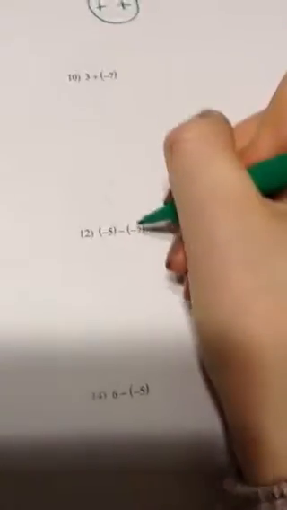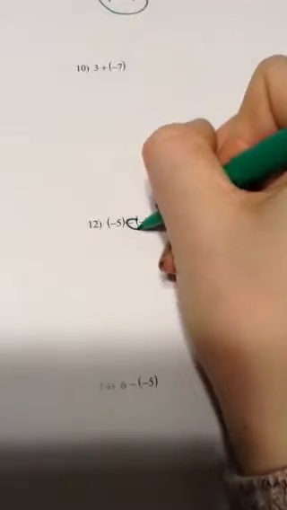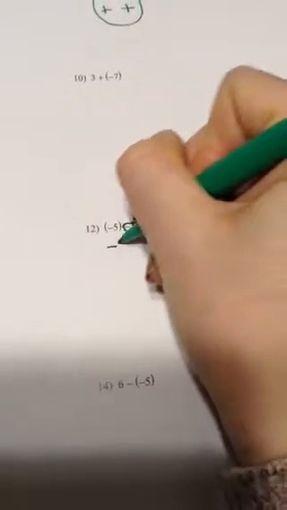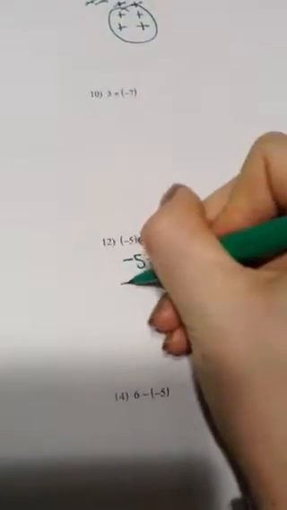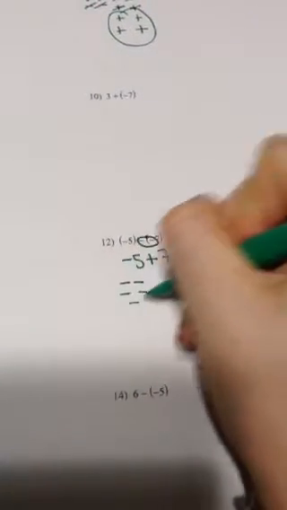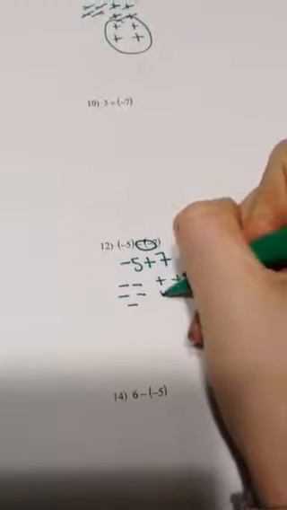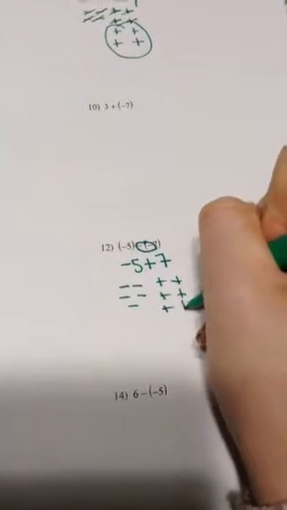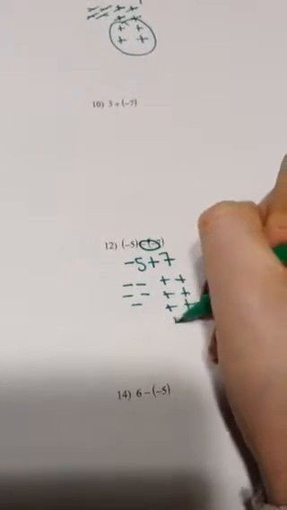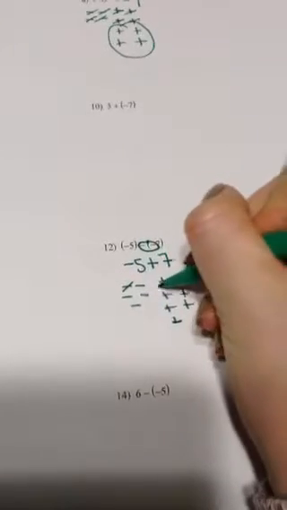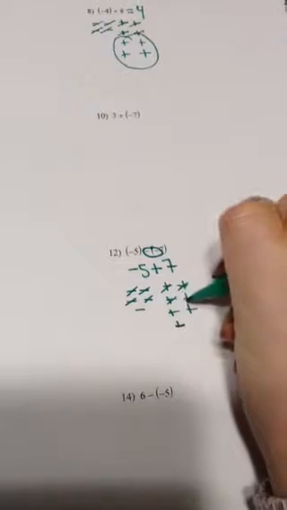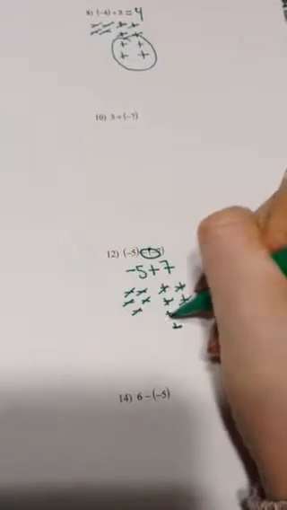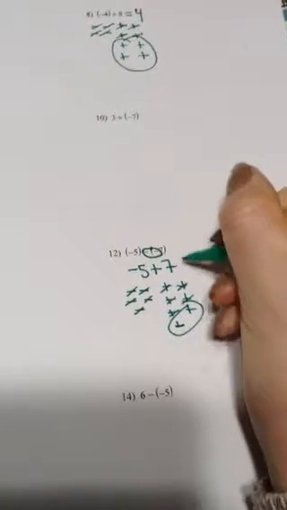For number 12, same thing. Since I have minus a negative, I need to turn that into plus a positive. 1, 2, 3, 4, 5. 1, 2, 3, 4, 5, 6, 7. And I'm left with 2 positives.